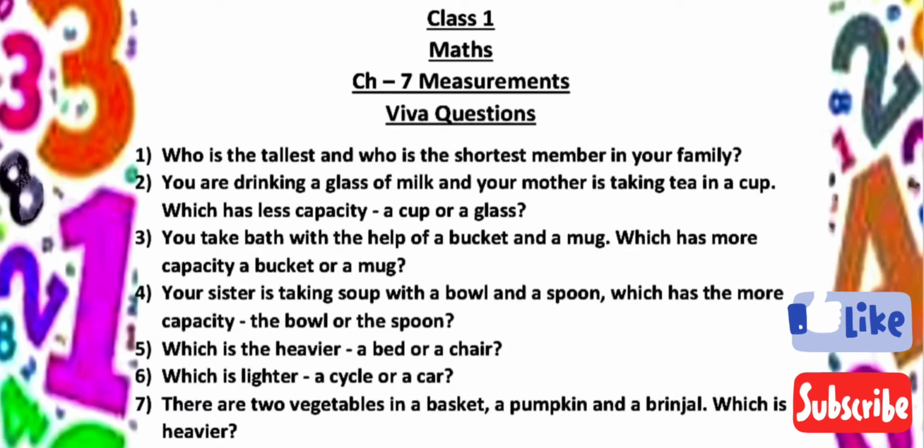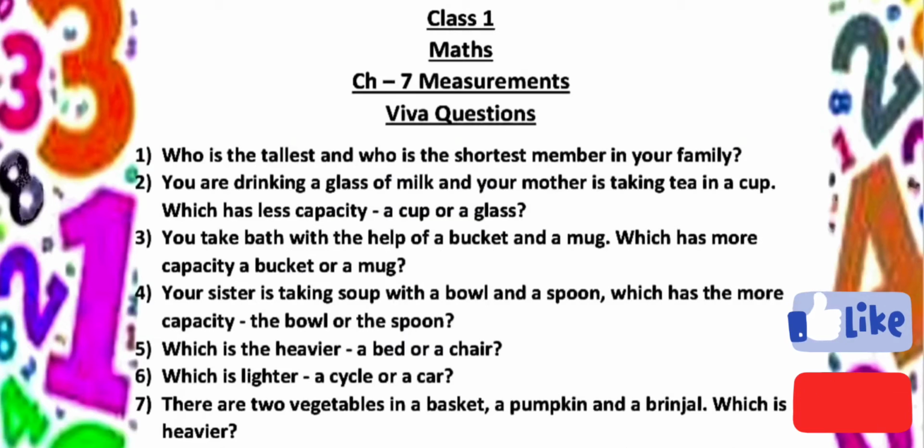Now the fourth question. Your sister is taking soup with a bowl and a spoon. Which has more capacity, a bowl or a spoon? The correct answer is a bowl, as a bowl has more capacity than the spoon. Fifth question. Which is heavier, a bed or a chair? We know that a bed is heavier than the chair, so the correct answer is bed. Now the sixth question. Which is lighter, a cycle or a car? A cycle is lighter than the car, so the correct answer is cycle.